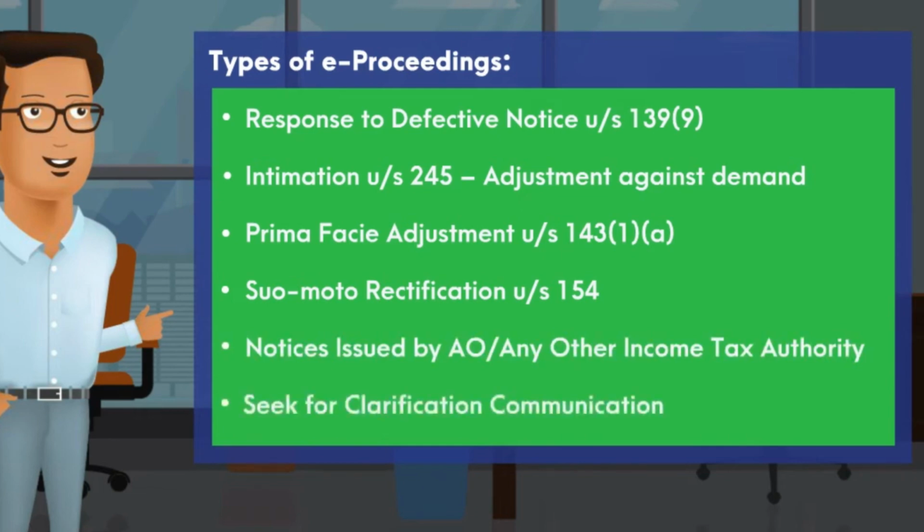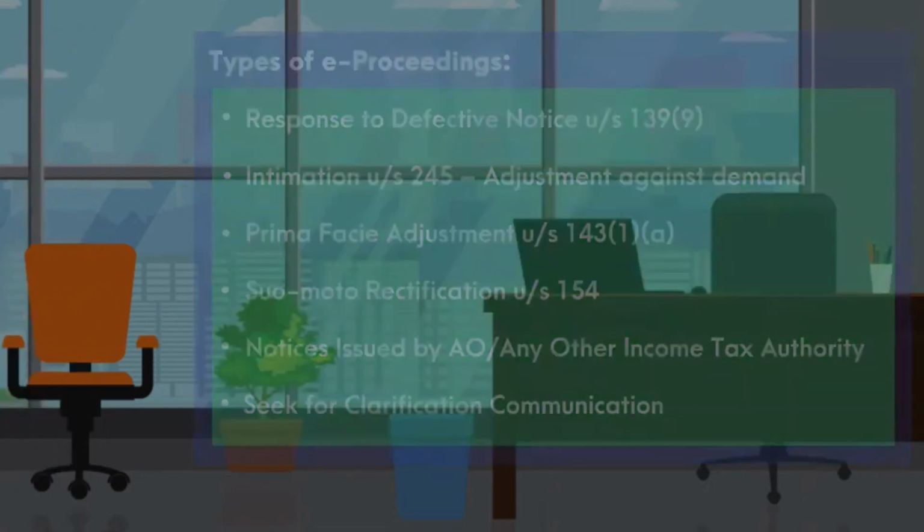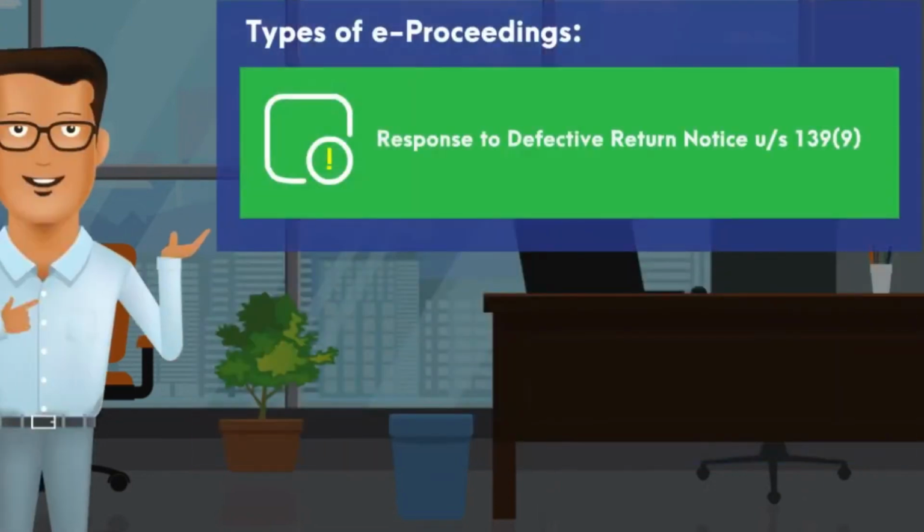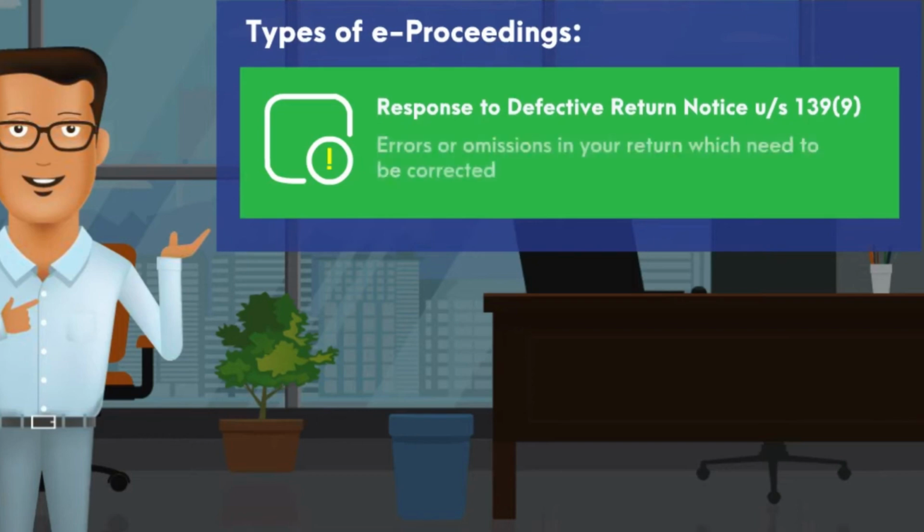In this video, we will glance at each type of e-proceeding and learn how to navigate your response to a notice on the e-filing portal. A notice under Section 139(9) or a defective return notice is issued by the Income Tax Department if there are certain errors or omissions in your return, which you need to respond to within 15 days.